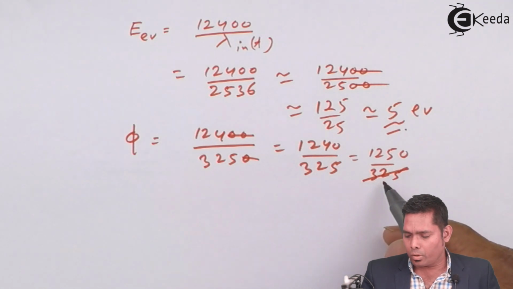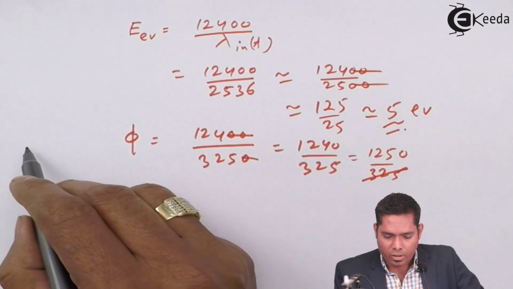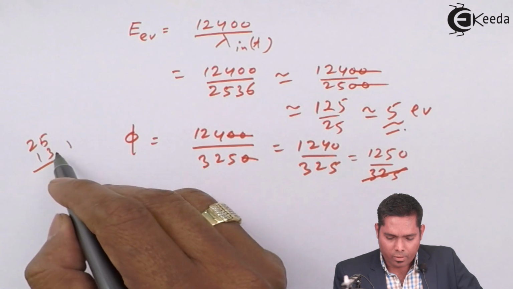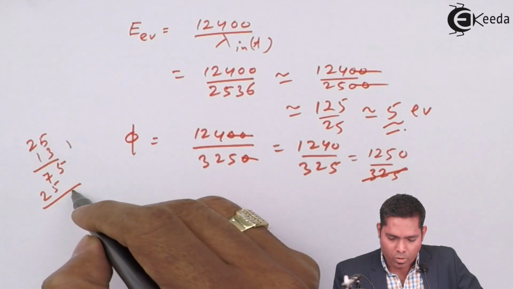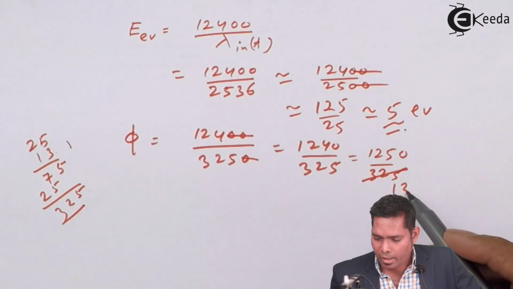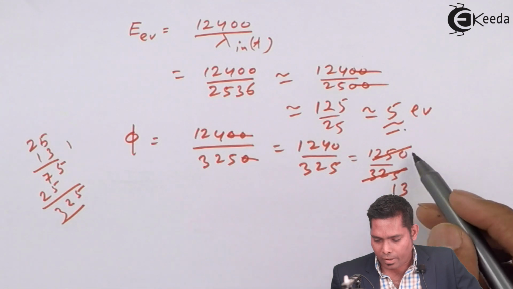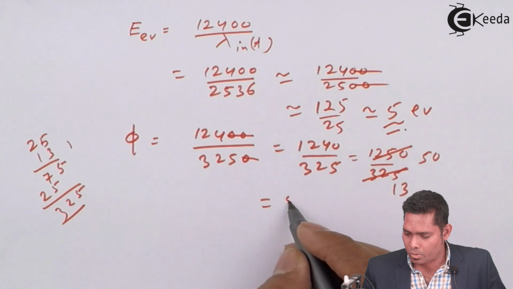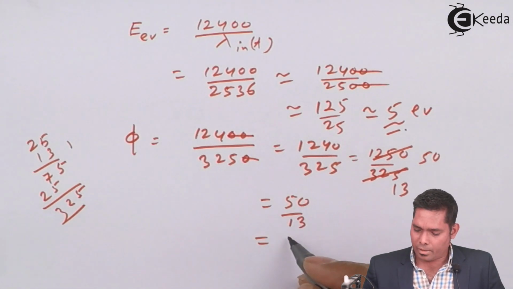So 25 by 13. 25 13 is how much? 3 5 is 15, and this is 5, this is 2. So 325, this is 13, and this becomes 25, 50. Okay, so 50 by 13, which is equal to 50 divided by 13, is approximately how much am I getting?